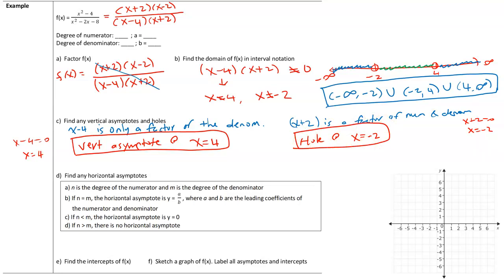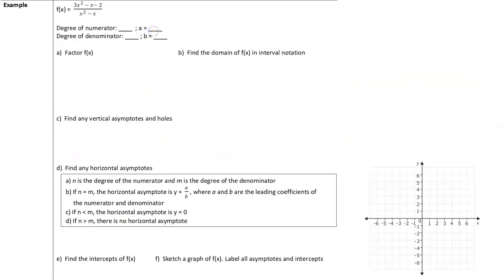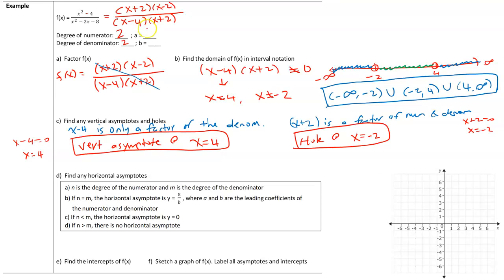Part D, find any horizontal asymptotes. So for that, n is the degree of the numerator and m is the degree of the denominator. So the degree of the numerator is 2, degree is the highest exponent, and the degree of the denominator is also 2. We also have to identify a and b. a and b are the leading coefficients of the numerator and denominator. Leading coefficients are the coefficients of the highest degree. So in this case, a is going to be 1, and b is also going to be 1. So a and b are both 1.